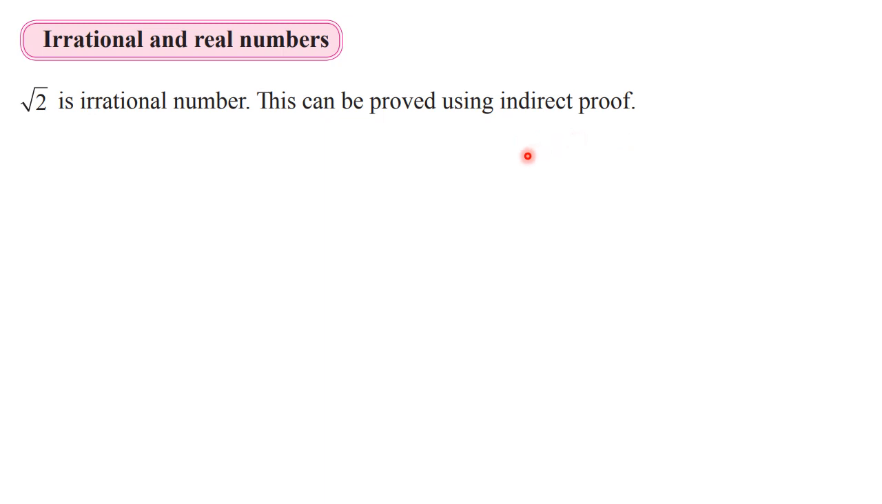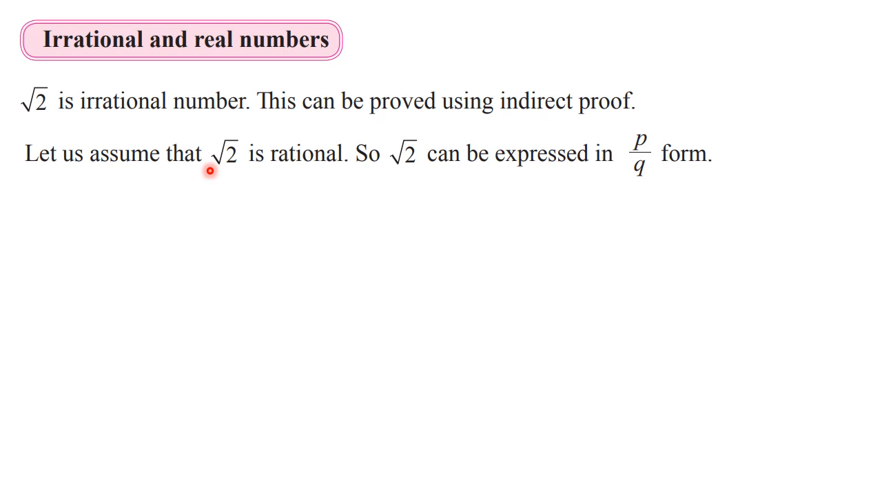So here we are going to show it now. As I have said, you can see it in your textbook and understand it. So we are going to say that root 2 is not an irrational number. So what we will write is that if it is not an irrational number, that means it's a rational number. So we will assume that root 2 is rational. And a rational number we can express in p upon q form. So here root 2 we can express in p upon q form.